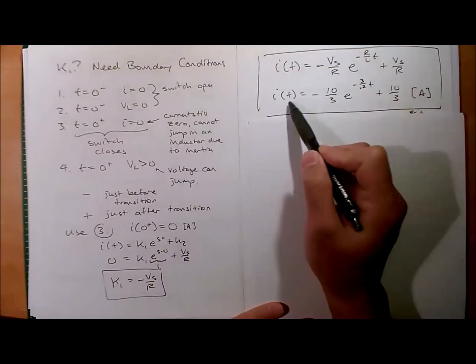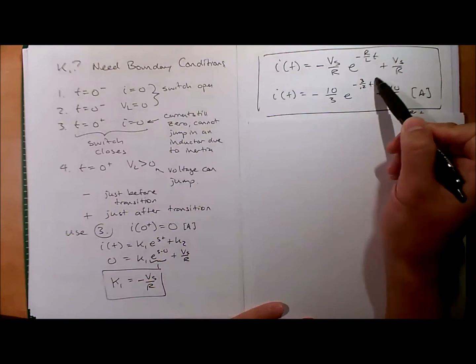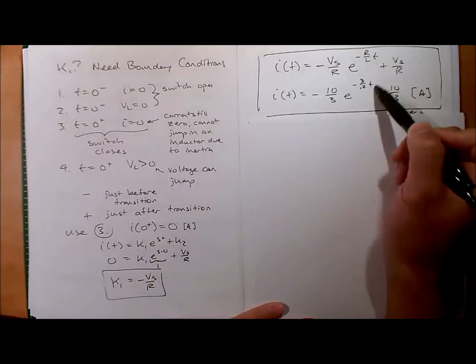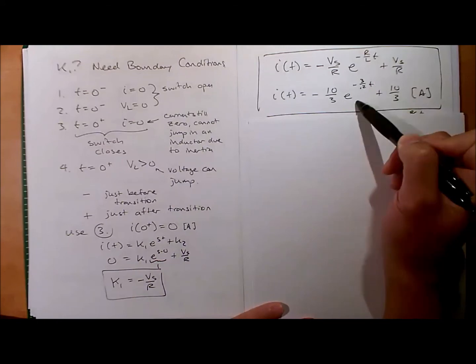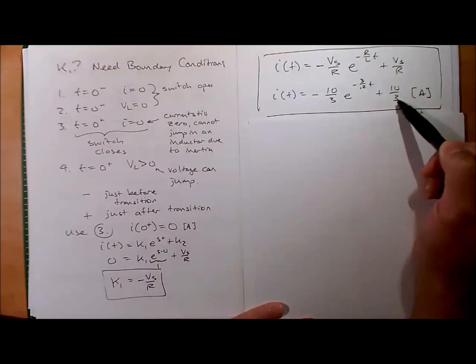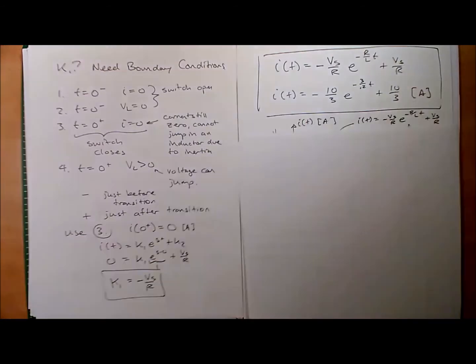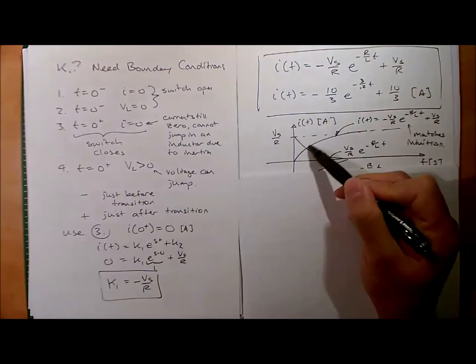at 0 time. Good. What happens as this time goes to infinity? As this time goes to infinity, you have a negative infinity. E to the minus infinity goes to 0. So this whole thing wipes out to 0, and you're left with 10/3 of an amp, Vs over R. That's exactly what we predicted, and we should see something like this.